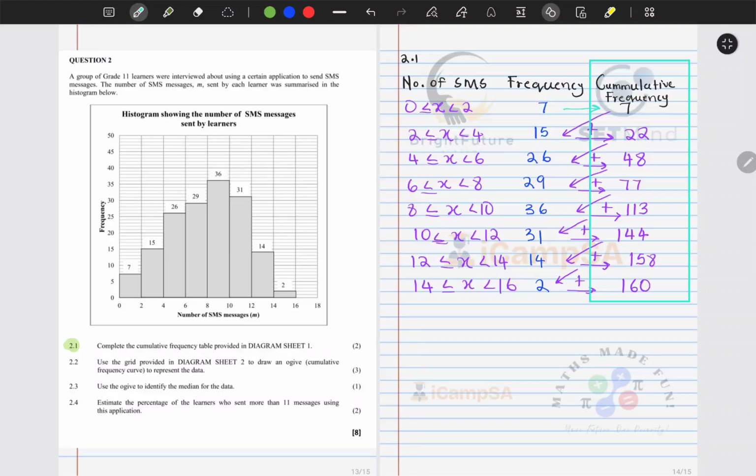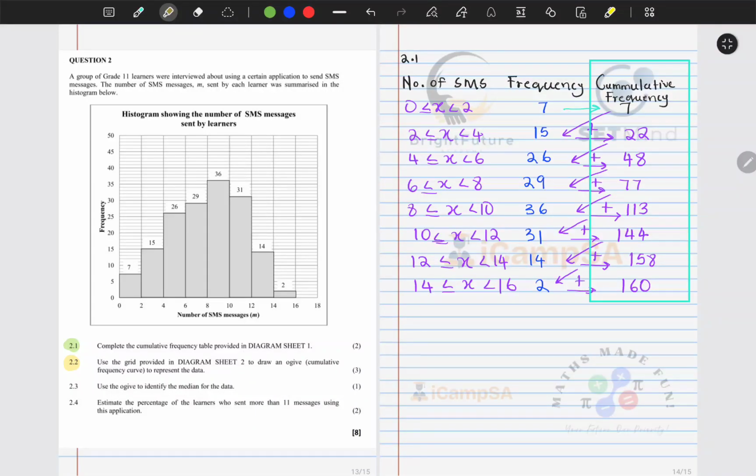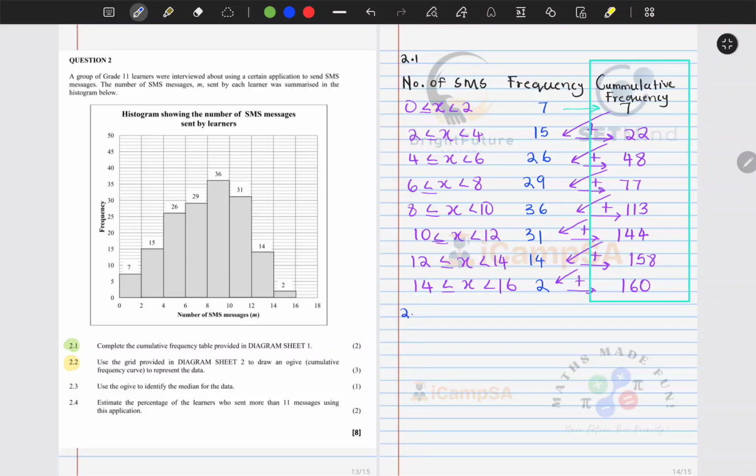I hope that does make sense. With this, we're now in a position to answer question 2.2. Question 2.2 requires us to draw our Ogive curve. What I need you to remember is that for the Ogive curve, we use cumulative frequency. That is what we use to do our drawing.